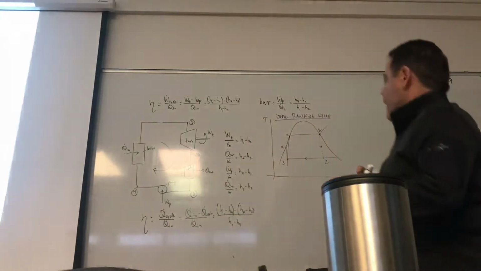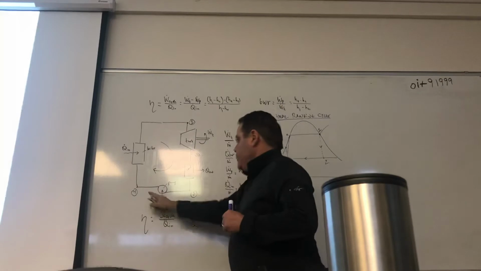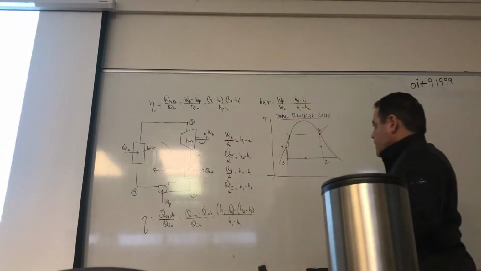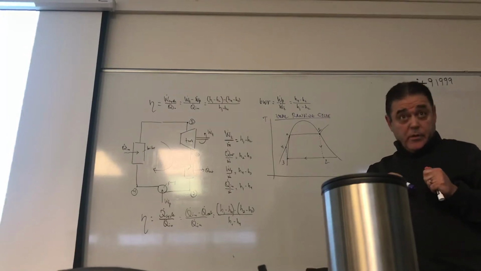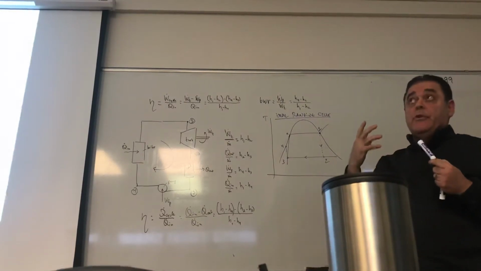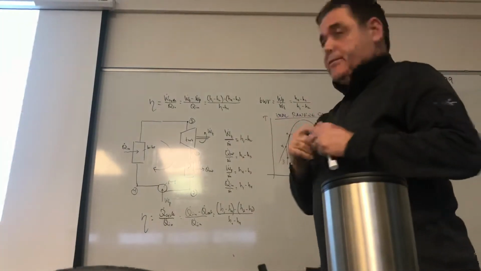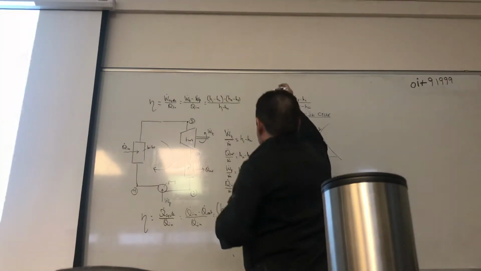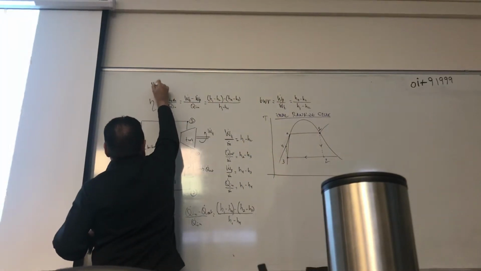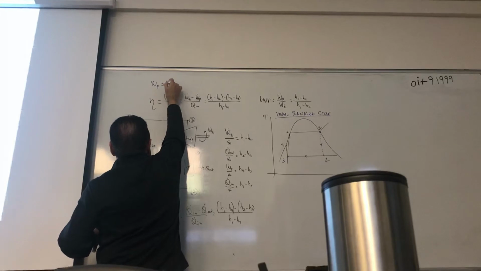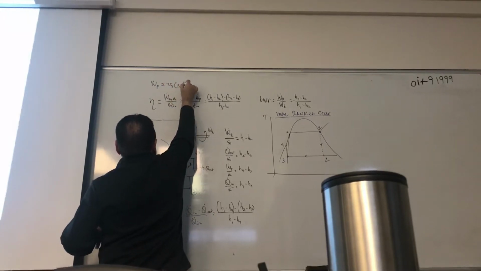When you go from here to here, we talked about an approximation for how you calculate the work consumed by the pump. What is that work equal to? WP was equal to, I think we said, V3 times P4 minus P3.